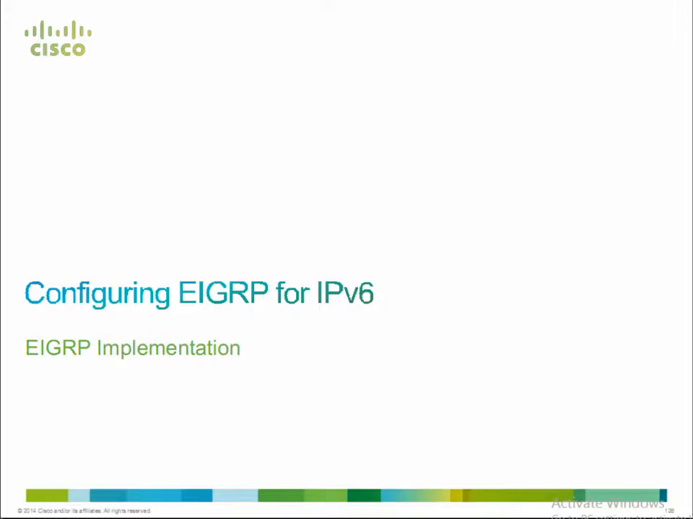So now we're just going to wrap up the module by talking about how we implement EIGRP for IPv6. And then finally we'll wrap up the module by talking about named configuration and how we're going to consolidate the configuration of EIGRP by using a more modern approach. So let's start with lesson number 4, configuring EIGRP for IPv6.